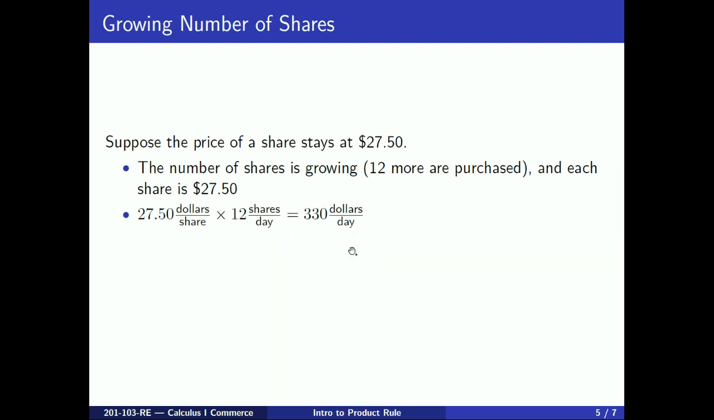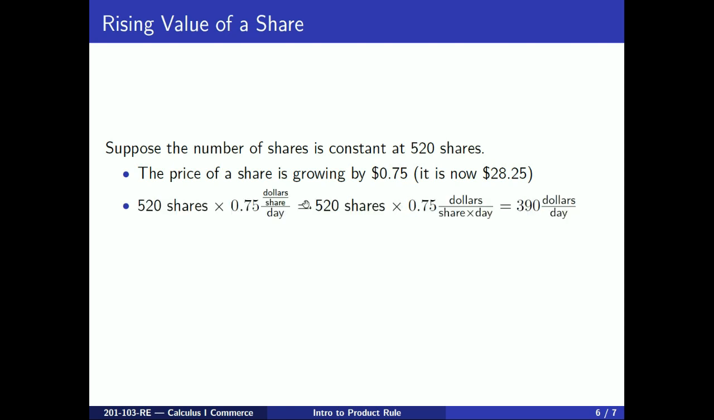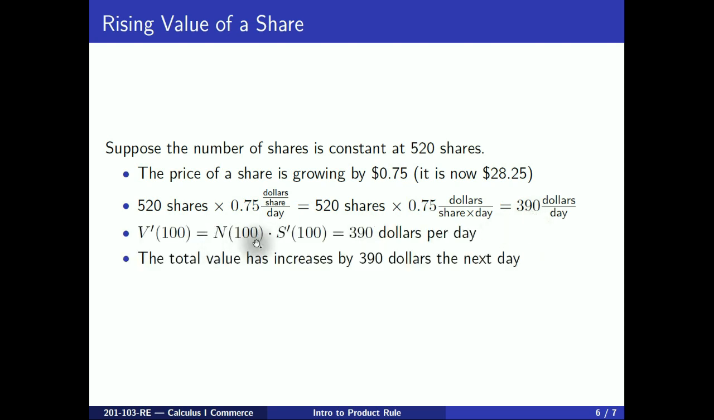Now, let's focus on the rising value of the shares. Suppose that the number of shares remains constant at 520 shares. Since the price of a share is growing by 75 cents per share per day, it would increase to $28.25. Then 520 shares times $0.75 per share per day gives an increase in the total value of $390 per day. That's the same as multiplying n of 100 times s prime of 100, and that would be the value of v prime of 100.